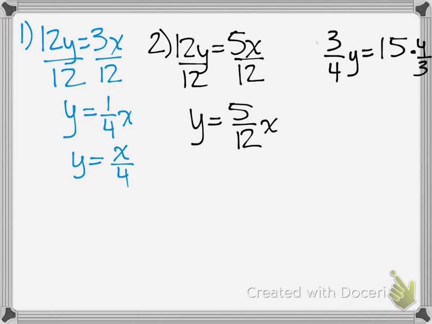I'll move this over just a little. Okay, so we end up with y equals 20, right? 15 times 4 is 60, divided by 3 is 20. Or if you have a calculator, it can do that for you. Questions, concerns? Okay.